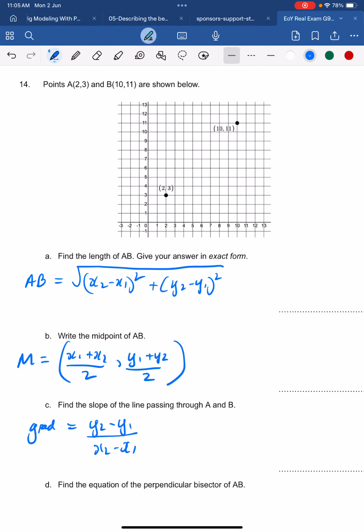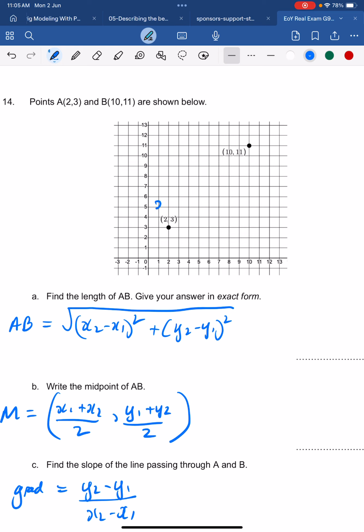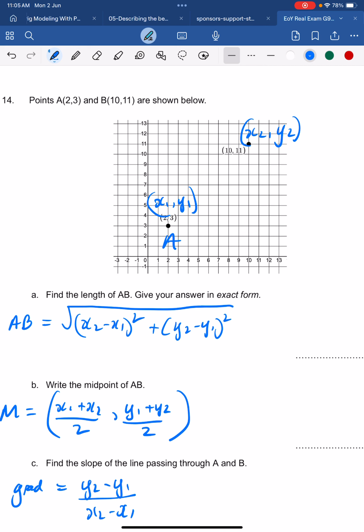Okay, so this is a coordinate geometry question, and what I'm going to do is write this as x1, y1, and this is x2, y2, and that's going to help us use our formulas, because the length of AB, and this is A and this is B, we're just going to follow our formula. So it's Pythagoras, and you can do this in a quicker way, but I'm going to stick to the formula. Okay, so x2 is 10 minus x1, 2, and then y2 is 11 minus 3.